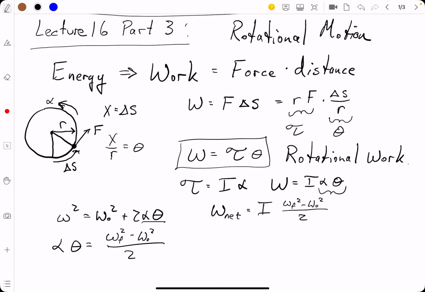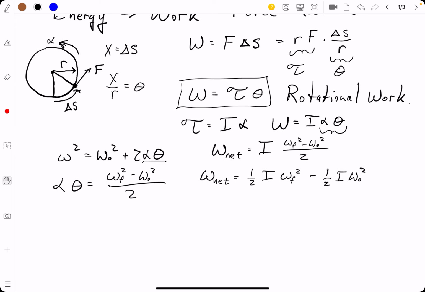We can break this up, right? We can say that our work net is equal to 1/2 I omega final squared, and we can say 1/2 I omega initial squared. Oh boy, what does that look like?